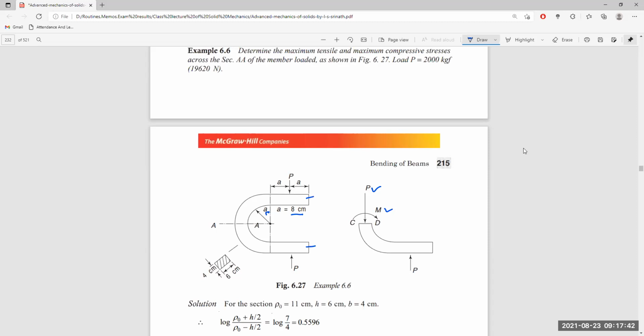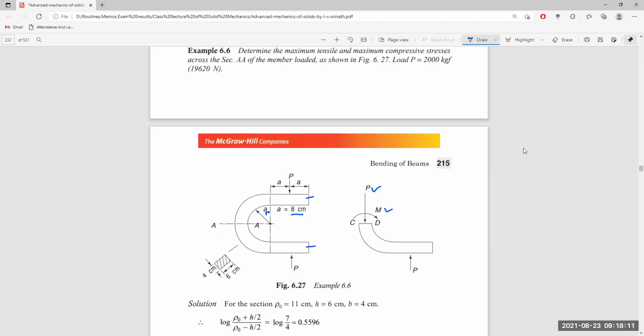Here, if we take a section and consider this portion of the beam as a free body diagram, the force induced will be a force parallel and opposite to the force here, a force P, and this force will create a clockwise moment across this section itself.